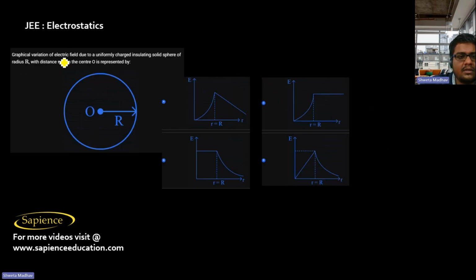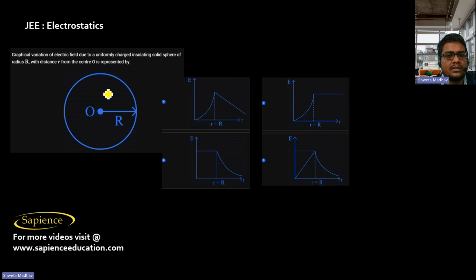Here it is told the graphical variation of electric field due to a uniformly charged insulating solid sphere of radius R, with distance r from the center O, is represented by... uniformly charged insulating solid sphere. So here the net charge Q has been given.